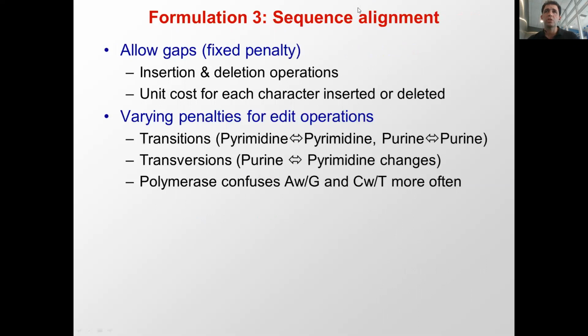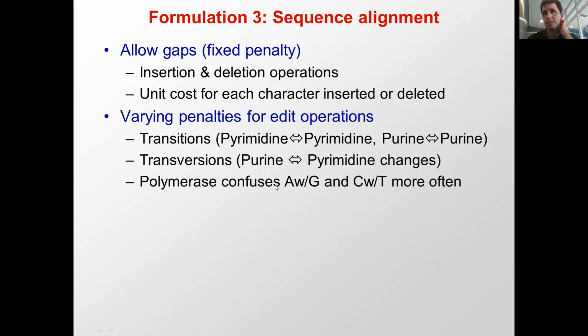So we can make the formulation a little more sophisticated to go a little closer to biology by transforming it into actually sequence alignment. So we now still allow gaps with a fixed penalty, with insertion and deletion operations, with a unit cost for each character that is inserted or deleted. But now we have varying penalties for edit operations. So transitions between pyrimidine and pyrimidine, or purine and purine, cost less, whereas transversions between purines and pyrimidines cost more.